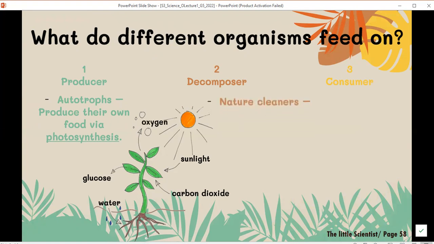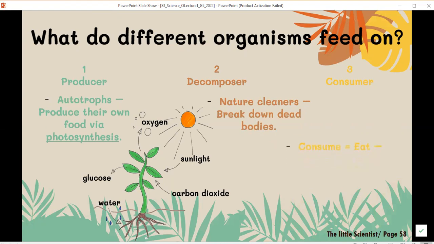Decomposers are nature cleaners. We're talking here about cockroaches, flies, snails, fungi, termites, and other examples of decomposers. They decompose dead bodies and turn them into minerals. So they turn minerals back into the soil.